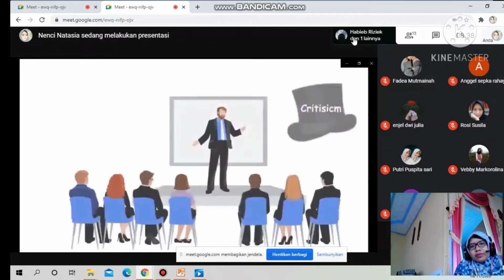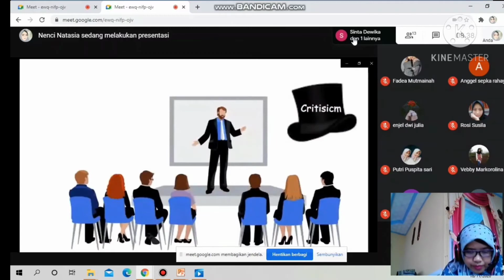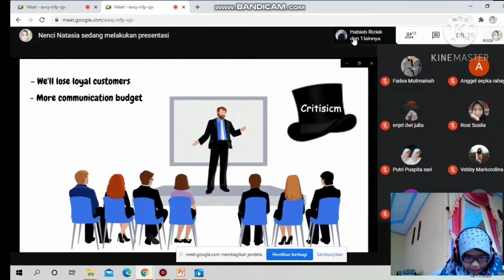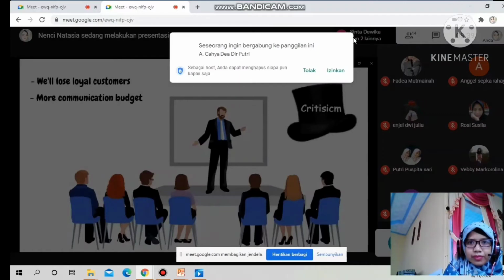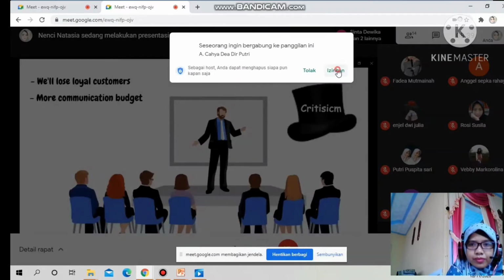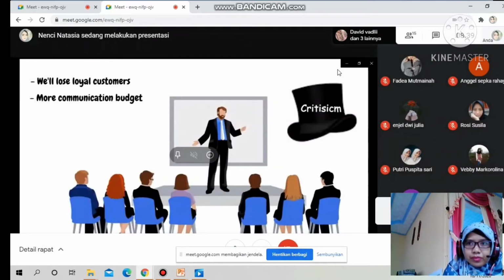In the black hat session, everyone will express the risks when implementing the idea. We will lose some of our loyal customers just because they don't understand how to order online. When we forbid orders through phone calls, then we need more communication budget to explain the decision to our customers. The black hat is maybe the most powerful and important of all the hats. Spotting the risks of an idea can play a crucial role for its success.